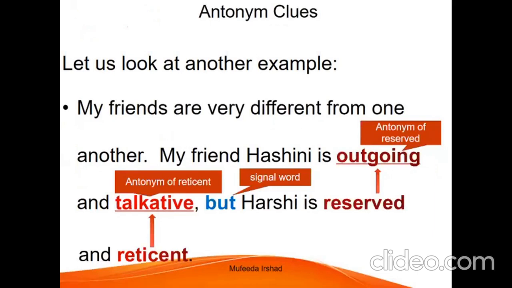In this sentence, the word talkative is the antonym of reticent, and the word outgoing is the antonym of reserved. How did we deduce it? You might have noticed that the writer has used the signal word but to introduce the antonym. I hope you are now familiar with antonym and comparison contrast clues.